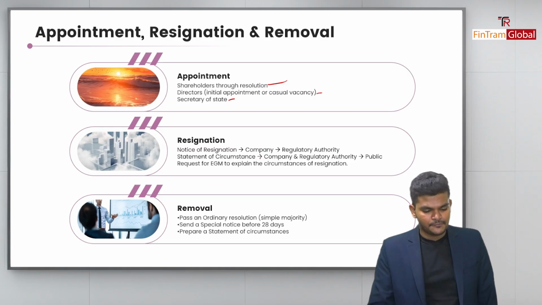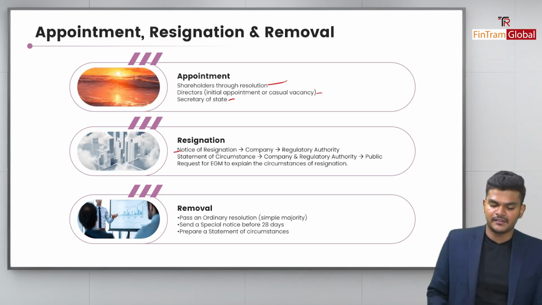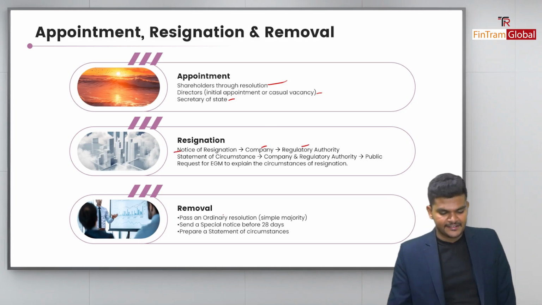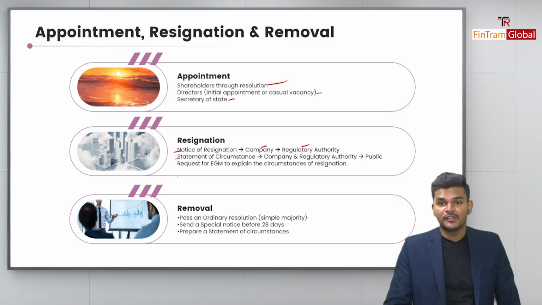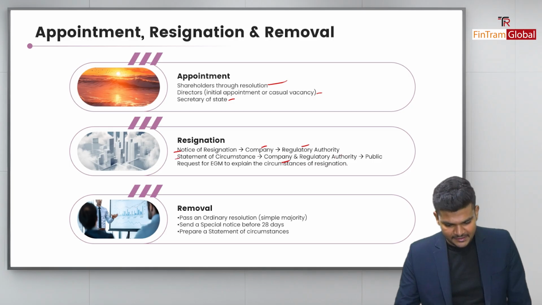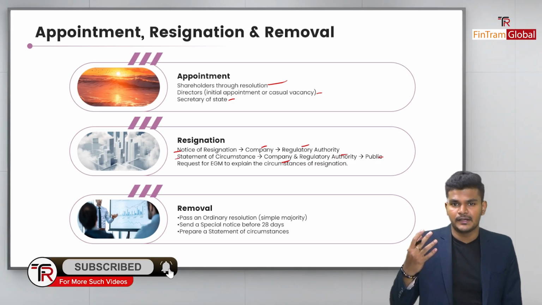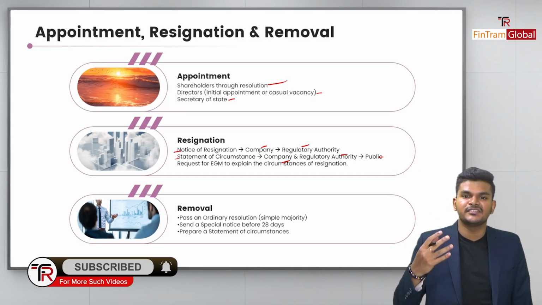And resignation involves a step-by-step process. First of all, you have to send a notice of resignation to the company and regulatory authority. And then you have to send a statement of circumstance, which is an explanation of why you're resigning, to the company, regulatory authority, and to the public, as in, you have to publish it to those people who are entitled to receive a copy of the accounts.